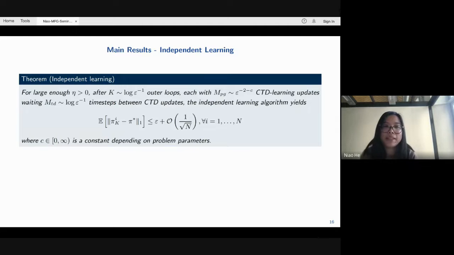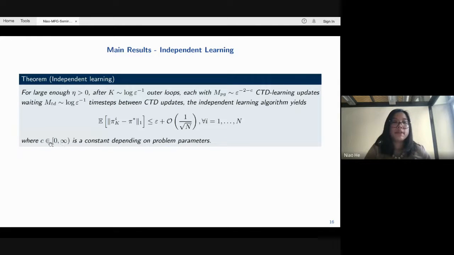And for independent learning, the results are more or less similar. What we can show is that if you use a large enough step size eta, and again use logarithmic 1/epsilon number of policy mirror descent steps in the outer loop, and you use a bit more samples per iteration for the TD learning algorithm in order to get a good estimate for the Q value functions, then you are able to achieve the same convergence guarantees as before. You are able to converge to the Nash equilibrium of your mean field games up to this error here, which is similar as before, right?